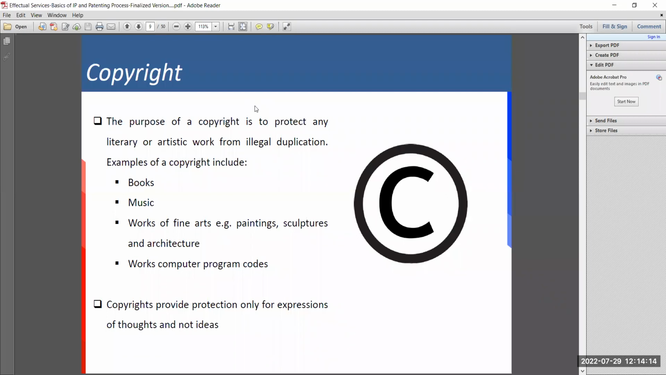Copyright is registered automatically, but you will only have the monetary benefit once you register it with the copyright office, that is, with the government. Otherwise, you will not have those monetary benefits for those economic rights.